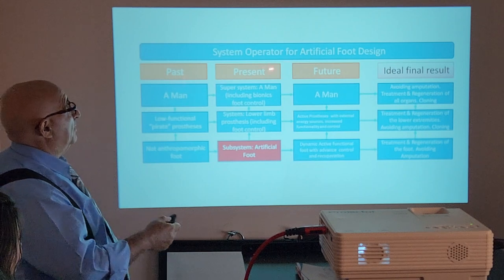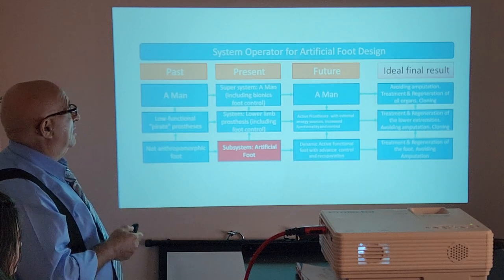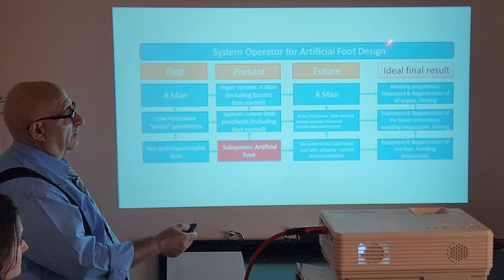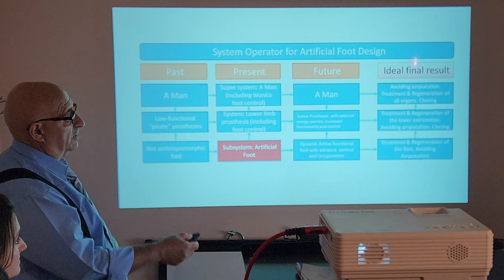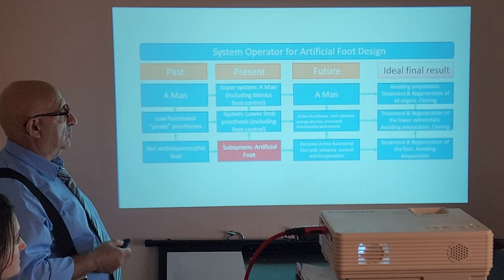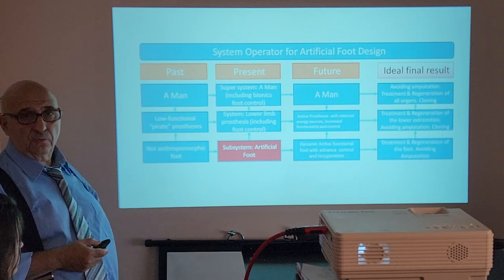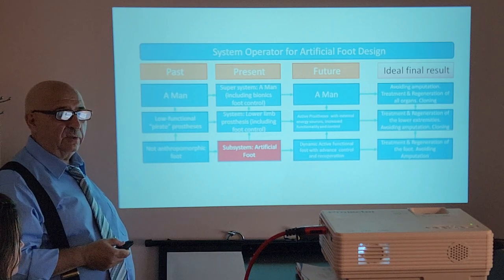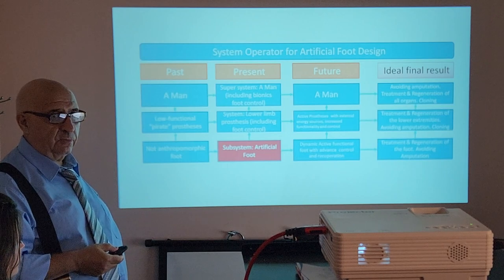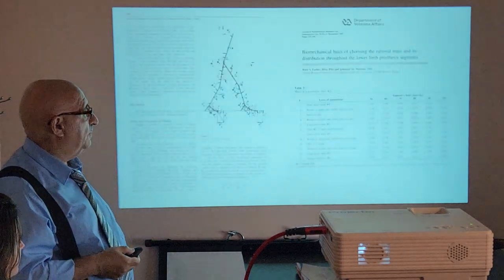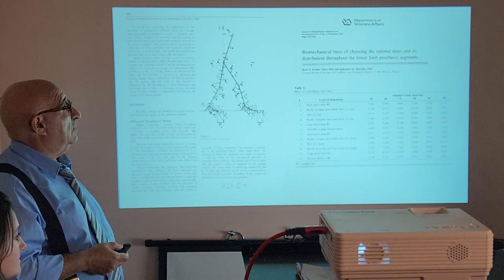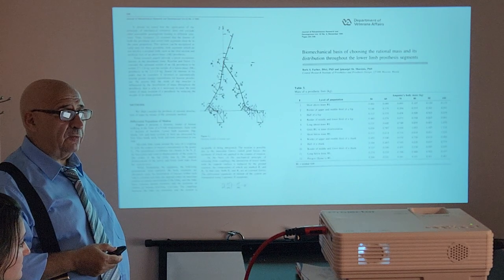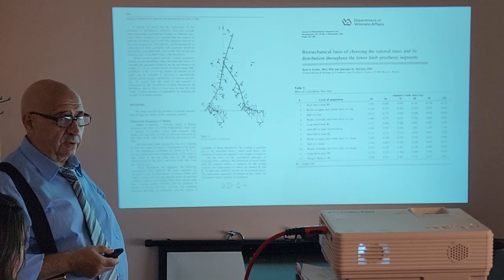And this system operator helps you to go from the past, from the present into the future. And in addition, we have the ideal final result. What is supposed to be ideal? So based on the system, you know where to move. It's like a road map for you. And we use this road map for any devices, any project we do in the medical field. So behind the scenes, we have a lot of mathematics. All our projects, while TRIZ itself without deep science does not work.